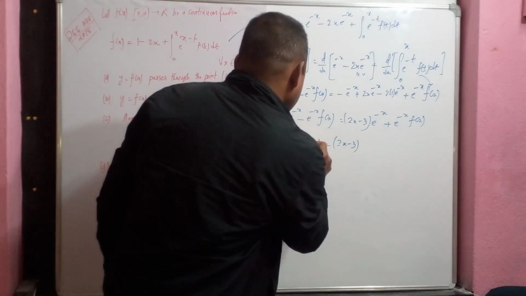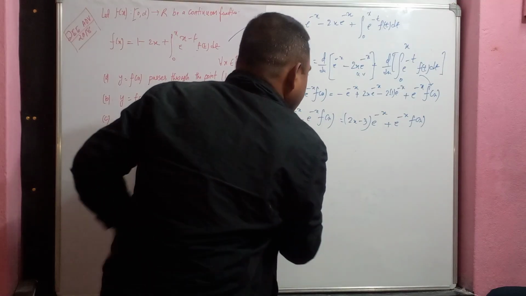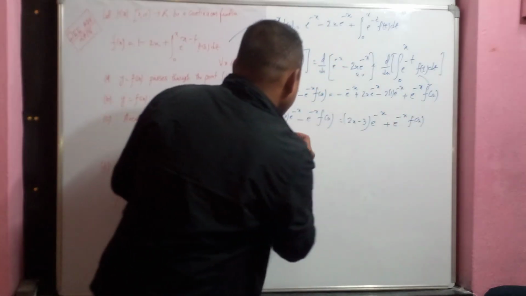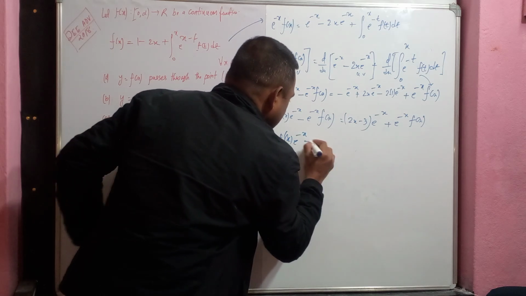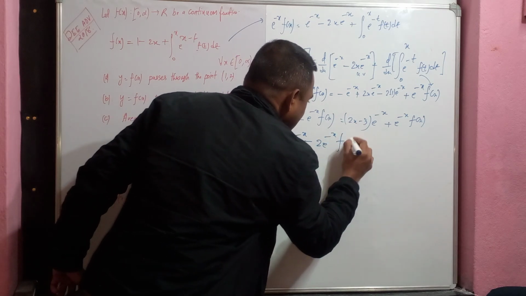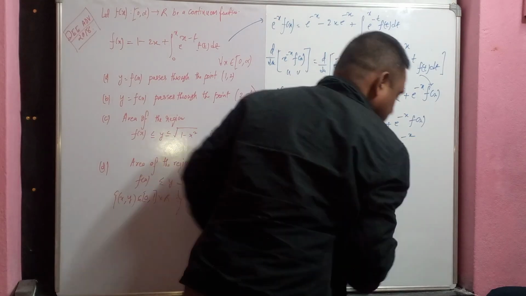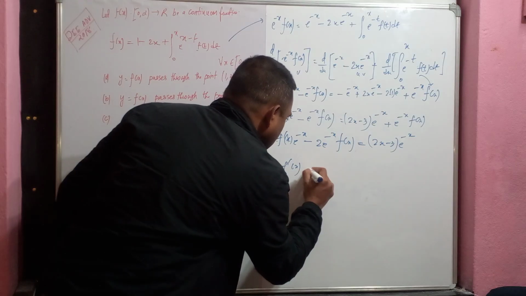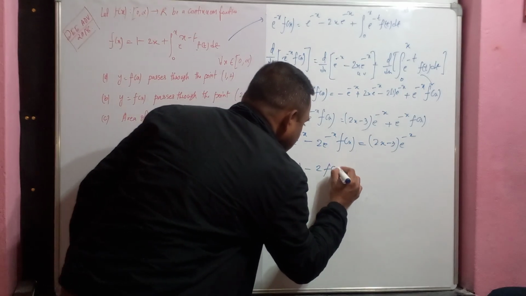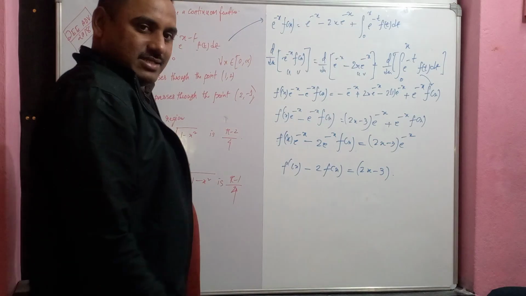Why? Because it is better to arrange it this way: e to the power minus x f dash x minus 2 e to the power minus x f(x) equals (2x minus 3) e to the power minus x. So f dash x minus 2 f(x) equals 2x minus 3. Got it?